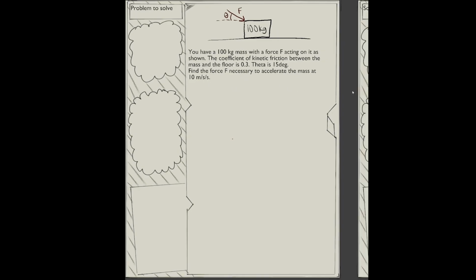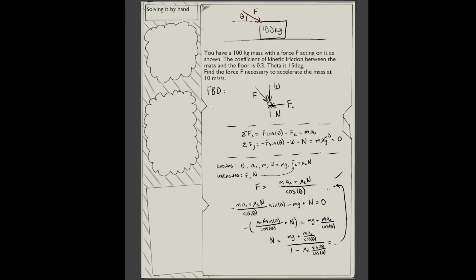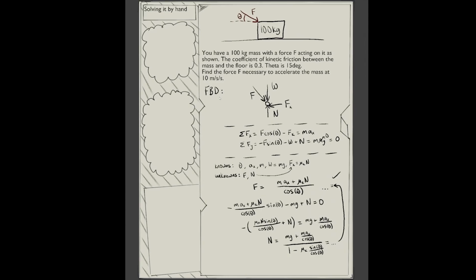So the first step is to understand how to approach this problem. Let's solve it by hand. We have the exact same problem as before. Let's make a free body diagram like you do in your physics class. You have the force F, you have the weight, you have the force due to kinetic friction, and you have the N, or the normal force, acting up on the block.